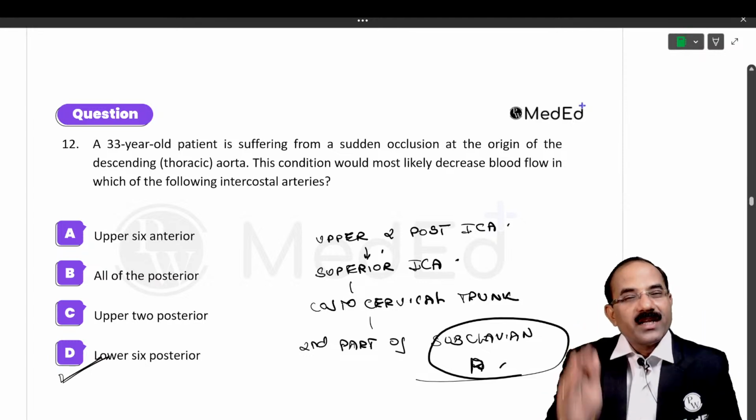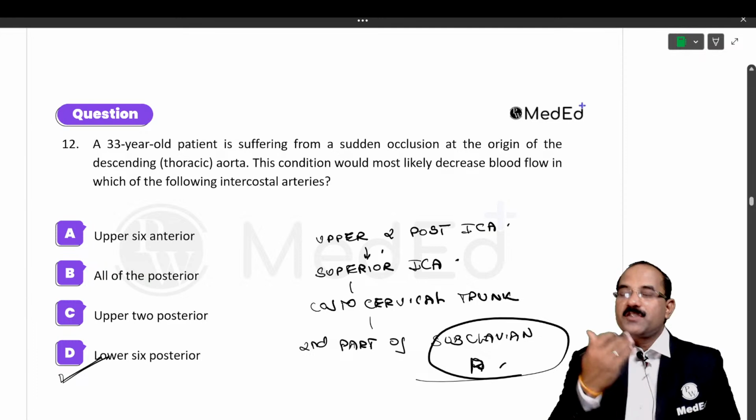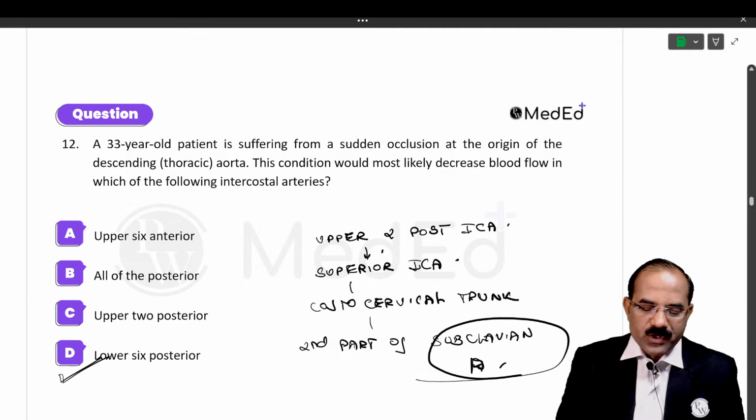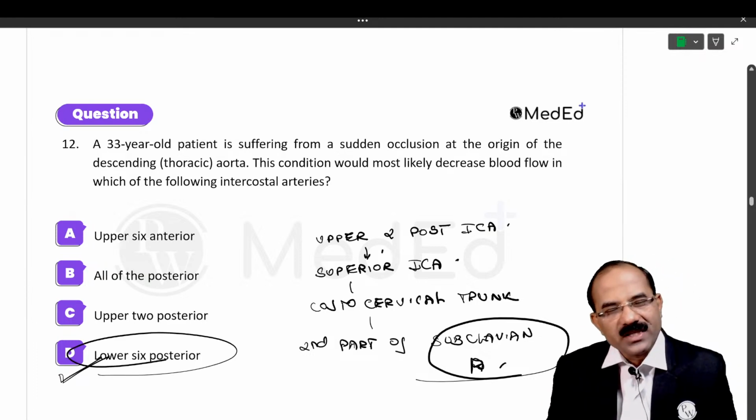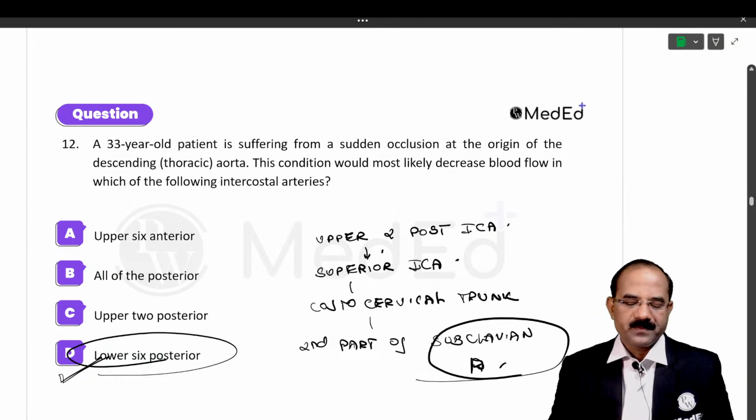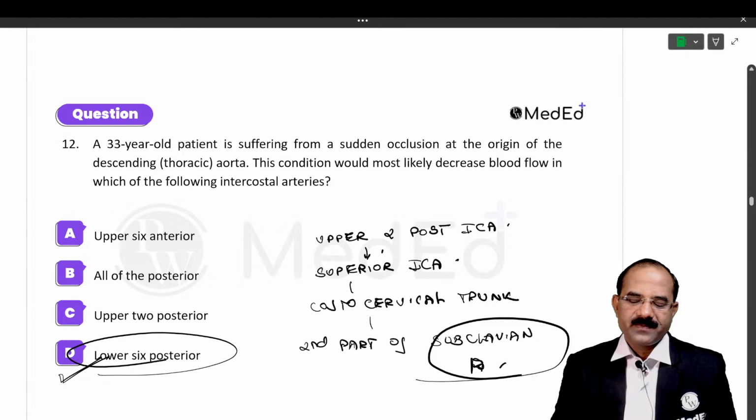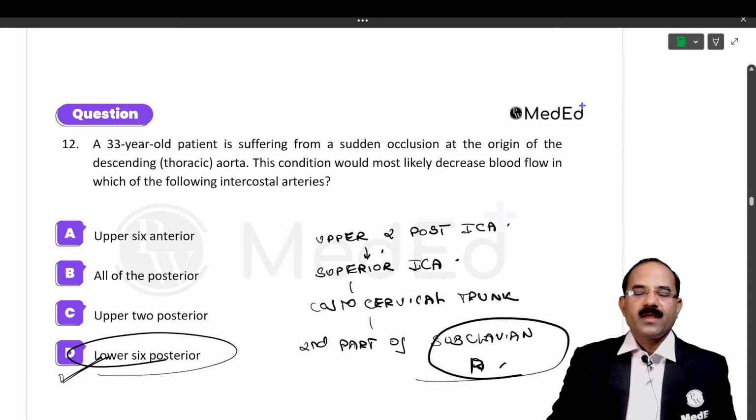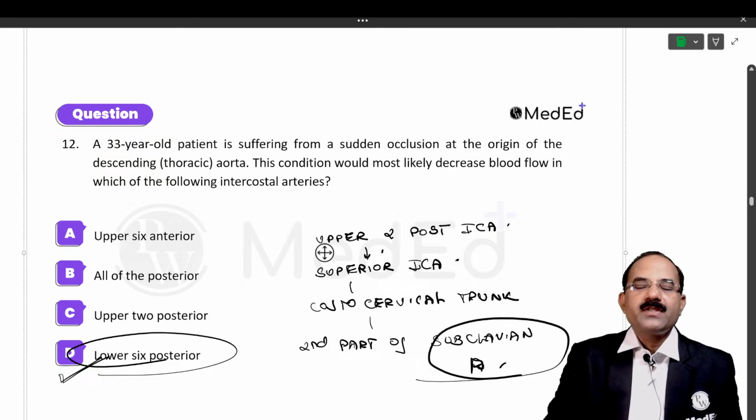So if the descending thoracic aorta is blocked, blood flow will be stopped in the lower 6 posterior intercostal arteries. Okay, this is clear. Fine, so the answer is D. Okay, I'll proceed to the next MCQ.